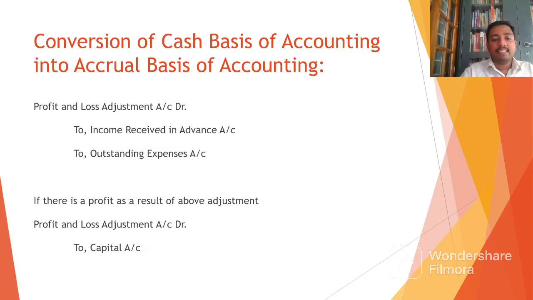Now if it is income received in advance or outstanding expenses, then these items are to be credited and the debit goes to the P&L adjustment account. And if there is profit resulting out of the adjustment, then the P&L adjustment account goes to capital. Anyway, one of the aspects will be the P&L adjustment account. So the basic idea that you should derive is that the P&L adjustment account is used to convert the cash basis of accounting into the accrual basis of accounting.